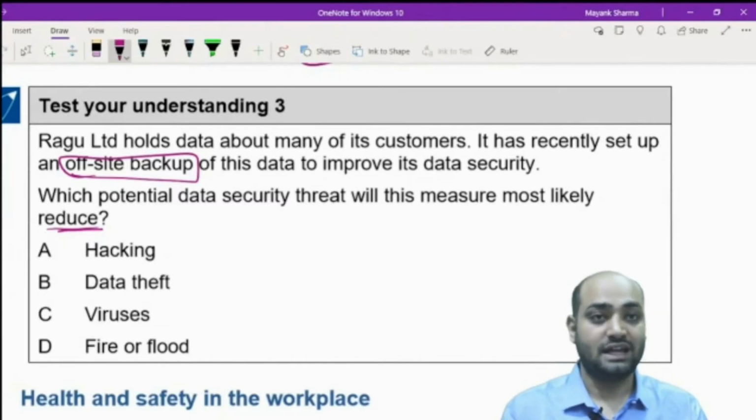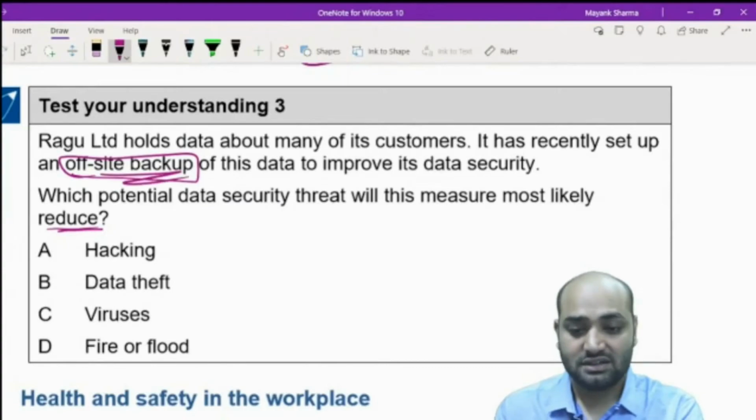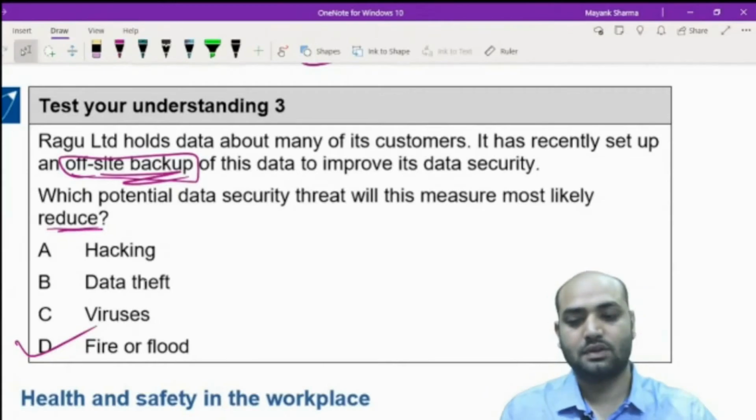Fire or flood, yeah, that can be reduced. Fire or flood possibility can be reduced. Data loss due to fire or flood can be reduced because that's why you are keeping a copy, or I should say a backup of the data in some other offsite location. So D should be the answer. This is how you have to solve your questions.